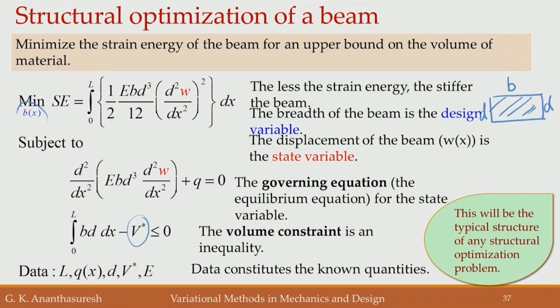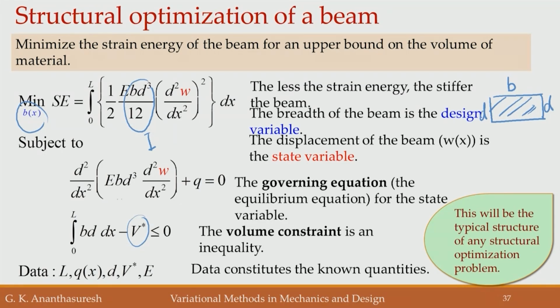In this case, we have used B of x, the width profile of the beam, as a variable. We want to minimize the strain energy to make the stiffest beam, and the strain energy is written here in terms of EI. You recognize for a rectangular cross section B d cubed by 12 is the second moment of area, called I, and then d square w by dx square whole square will be involved in this strain energy expression.